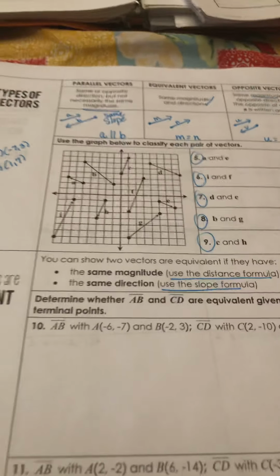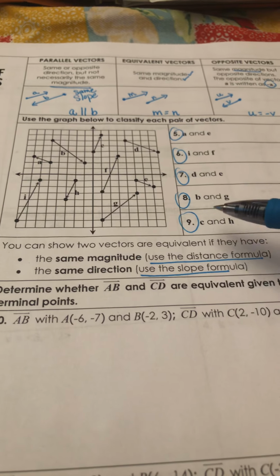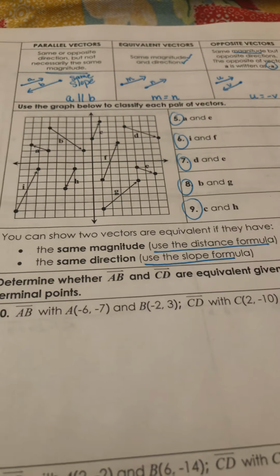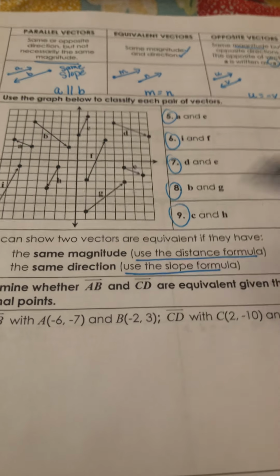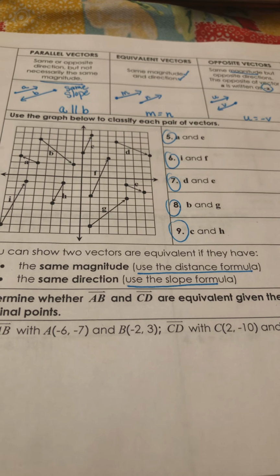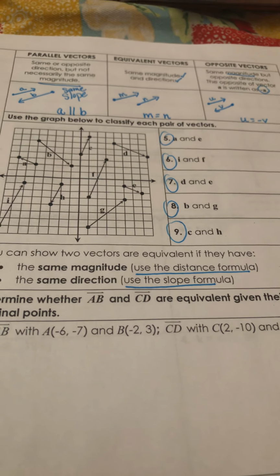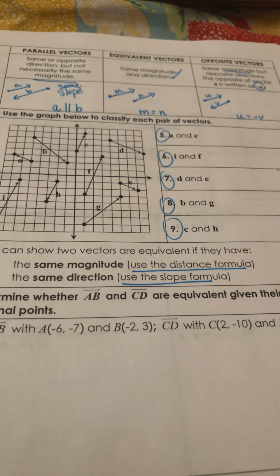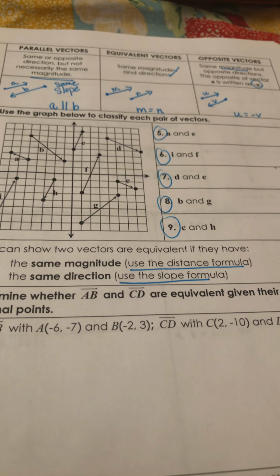All right, so now let's look at this next section. To prove or show that two vectors are equivalent, they have to have the same magnitude, so you'll use your distance formula, and they also have to have the same direction. Okay, to prove that they have the same direction, use your slope formula.